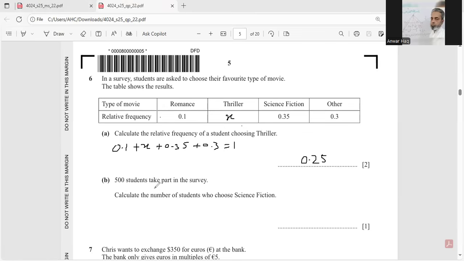Now, 500 students are taken in the survey. Calculate the number of students who choose science fiction. So science fiction is 0.35. So simply multiply 500 by 0.35. You can see that there are two zeros and two decimal places. Zeros will be removed. Simply multiply 35 by 5. 5 fives are 25, 5 threes are 15, and 2 is 17, 175. That's it for this question. Now for the next question.